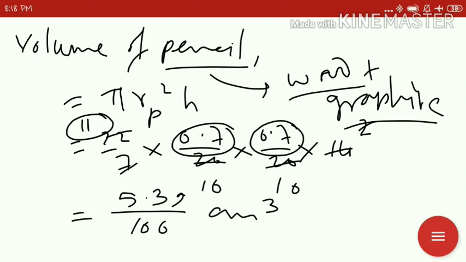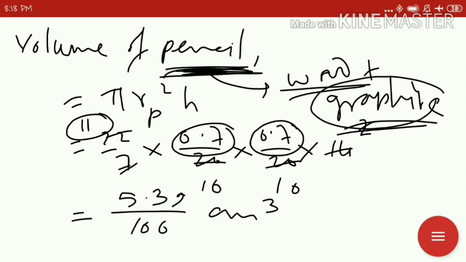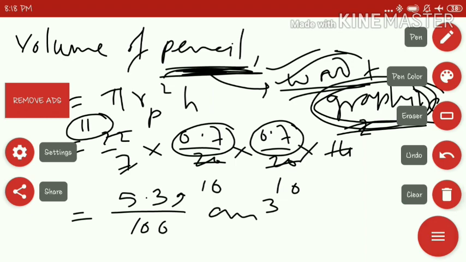When you go to purchase a pencil, you don't ask for the wood part or the graphite part, you ask for the pencil. That means the shopkeeper will give you the wood and graphite both together. So the volume of the pencil means the wood and the graphite together. Now what we require is the volume of the wood. From the volume of the pencil, if we subtract the graphite part, we will get the volume of the wooden part.